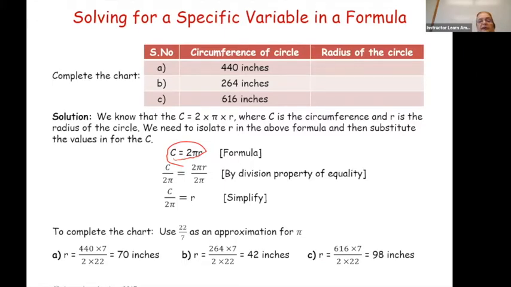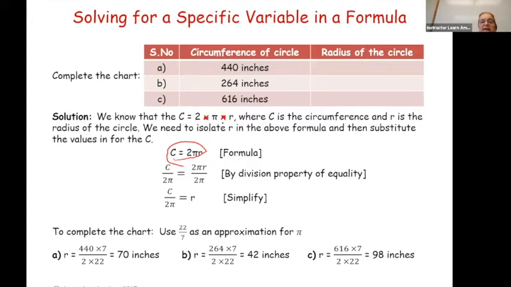Okay, and I would be very careful if you're writing formulas not to use x for multiplication. If you want to use any symbol at all, use a dot, because it's too easy to misrepresent the x as a variable. So we know C is 2 times pi times r, where C is the circumference and r is the radius. We want to isolate r in the formula and then substitute the values for C.